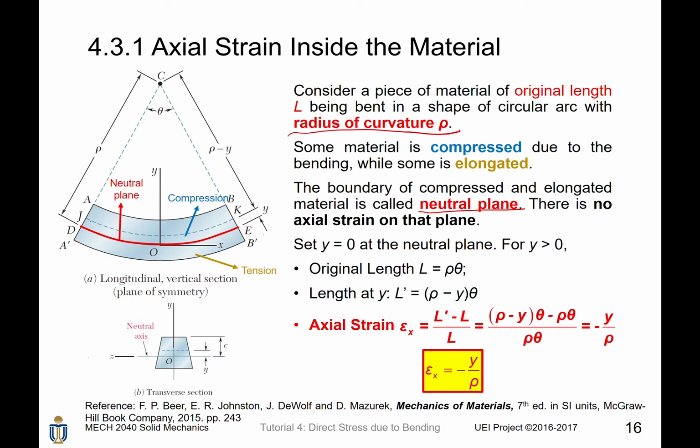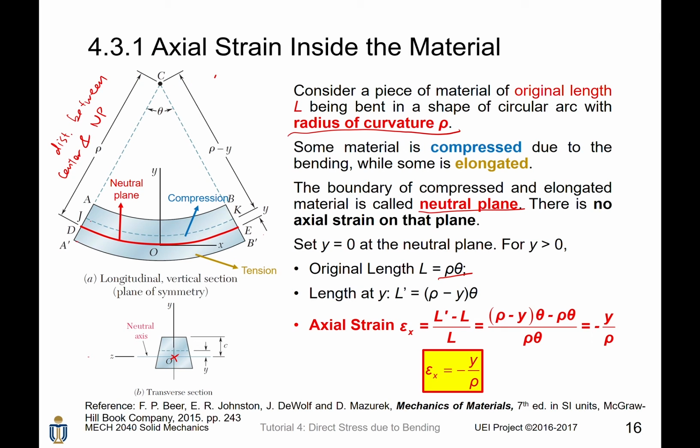At this moment, we have no idea where the neutral plane is, or what the properties of the neutral plane are. So let's derive the formula one by one. Set y equals 0 at the neutral plane. That is, we put the origin on the neutral plane, then at this neutral plane, y equals 0. If we set the radius of curvature as the distance from the center of the curvature to the neutral plane.